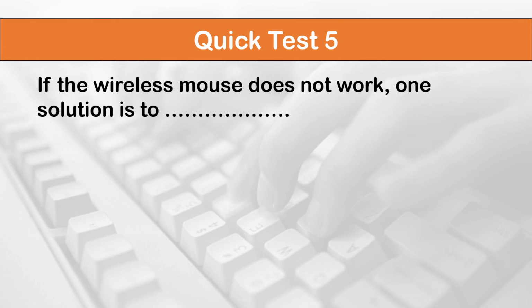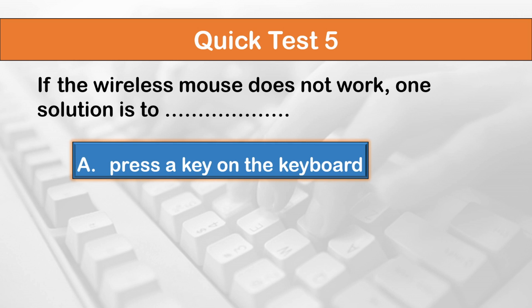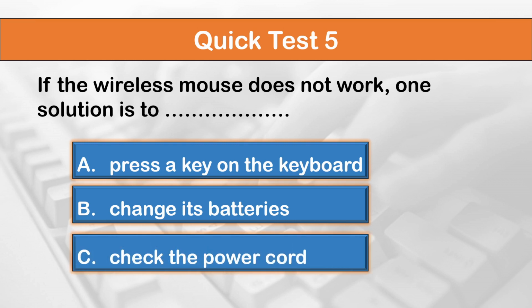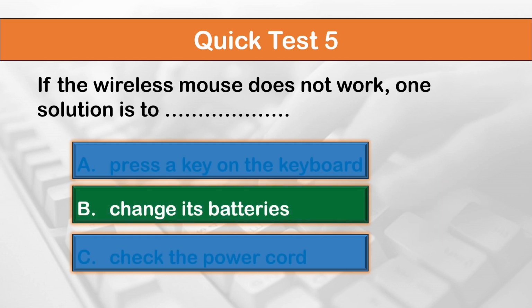Number 5. If the wireless mouse does not work, one solution is to Option A, press a key on the keyboard. Option B, change its batteries. Option C, check the power cord. The answer is B. If the wireless mouse does not work, one solution is to change its batteries.